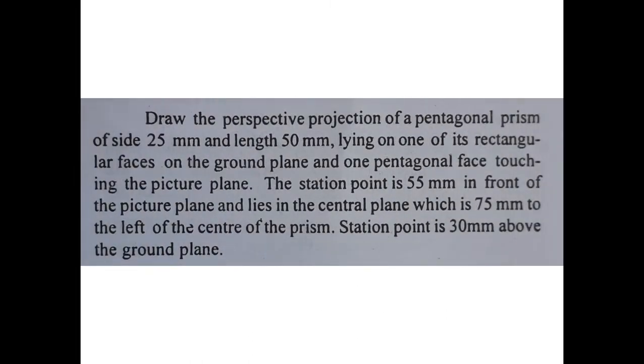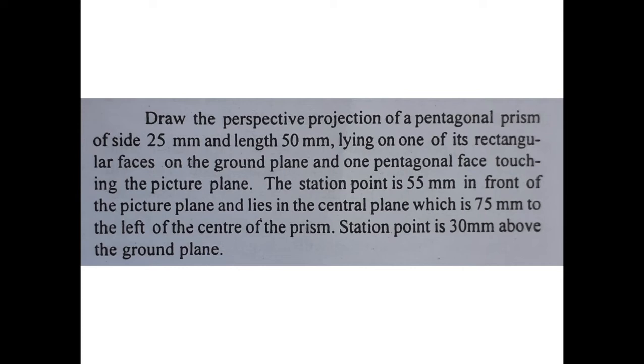Question is, draw the perspective projection of a pentagonal prism of side 25 mm and length 50 mm, lying on one of its rectangular faces on the ground plane and one pentagonal face touching the picture plane. The station point is 55 mm in front of the picture plane and lies in a central plane which is 75 mm to the left of the center of the prism. Station point is 30 mm above the ground plane.